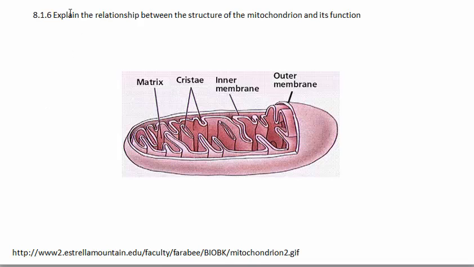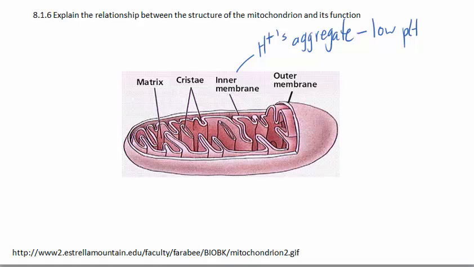So in the last assessment statement here, it says, explain the relationship between the structure of the mitochondria and its function. So to explain this, you see you have the outer membrane, and the intermembrane space in between the inner membrane and the outer membrane is where the hydrogens collect. So that means the pH is going to be very low, right? H pluses are high, pH is low.